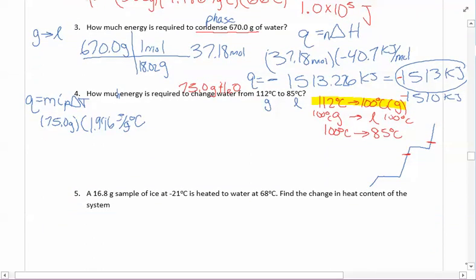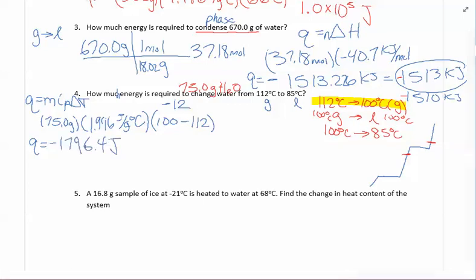And then we're going to have our temperature. So we're going to take our final, which is 100, minus initial. When we do that, that's going to be a negative 12 difference for us. So we can now calculate the Q, or the heat, here. So we get negative 1,796.4 joules. We're going to probably round this to 2 or 3 sig figs. For these multi-step ones, I would keep 3 or 4 sig figs, because we're going to have to add it up.